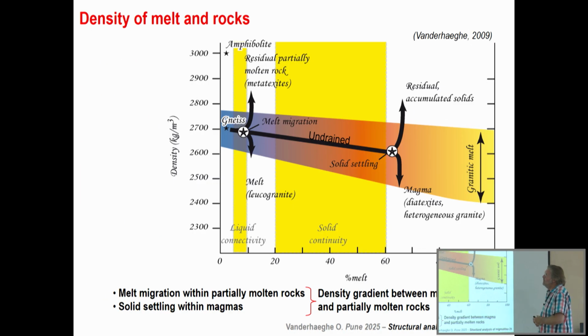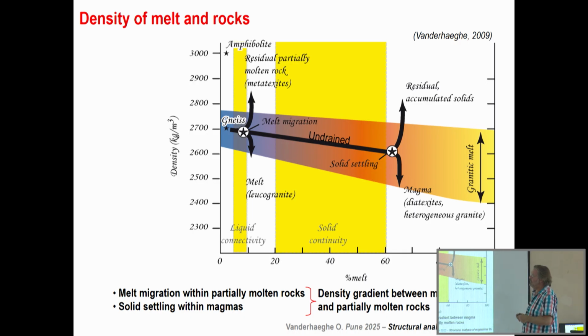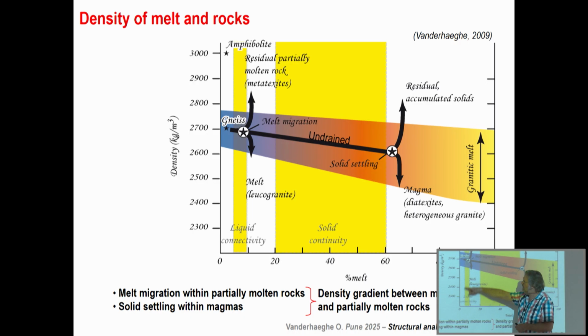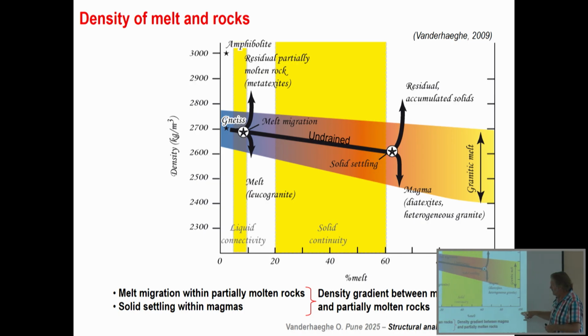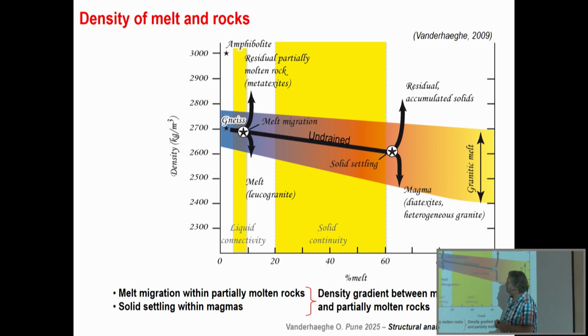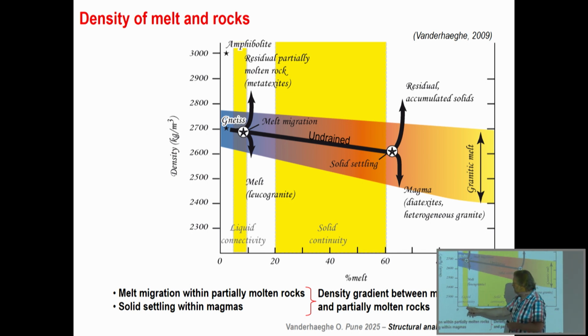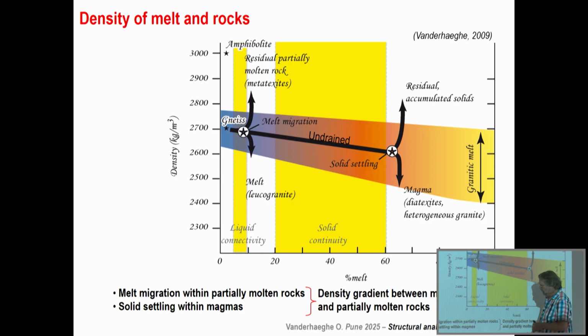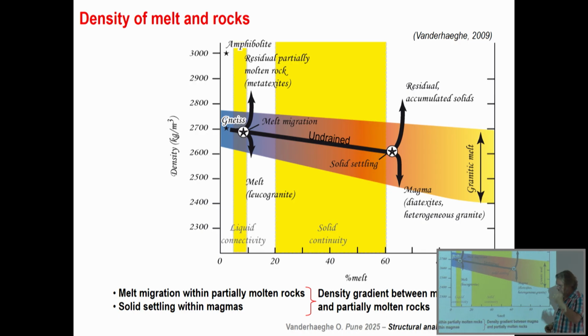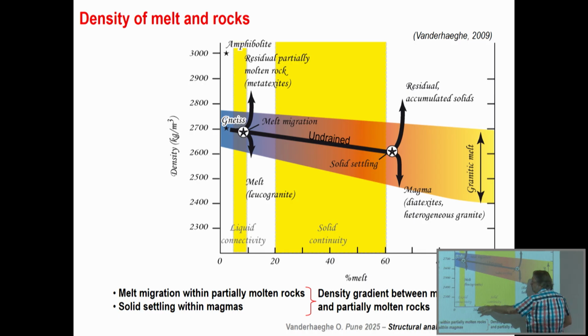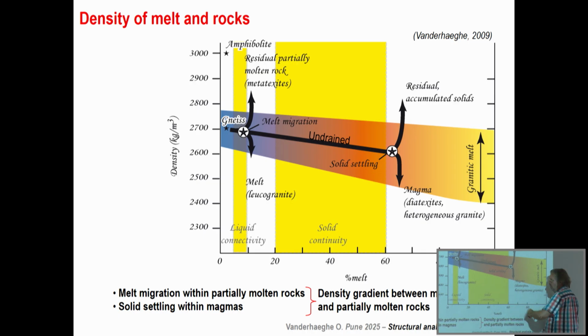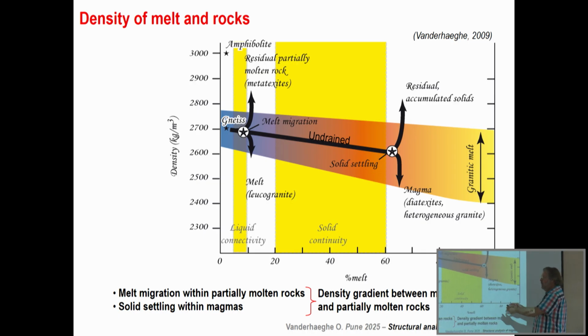The density of melt and rocks when they have been separated from each other. So if we take here the density and the melt percentage from 0 to 100% melt, what happens? So I represent here the liquid connectivity below 10% of melt. The solid continuity, according to the different geometric possibilities that control this continuity, is probably between 20 and 60% of melt. Usually we take 40% as being a good average, but it's very heterogeneous.